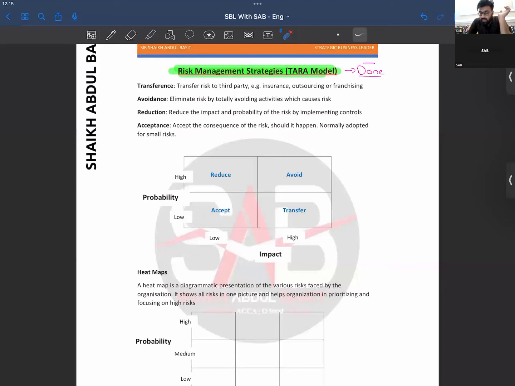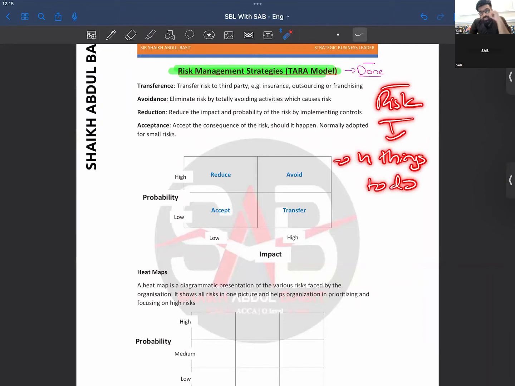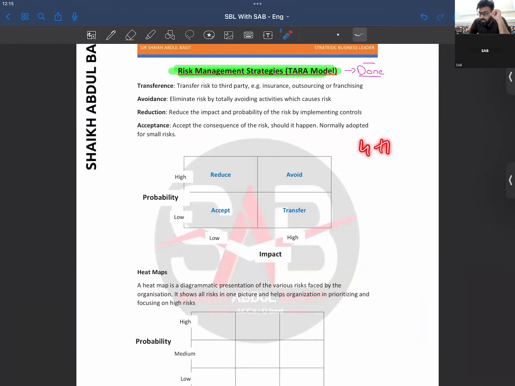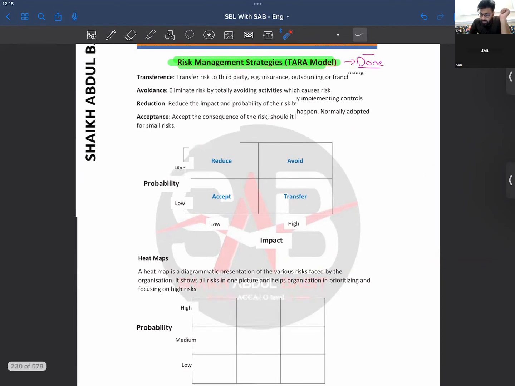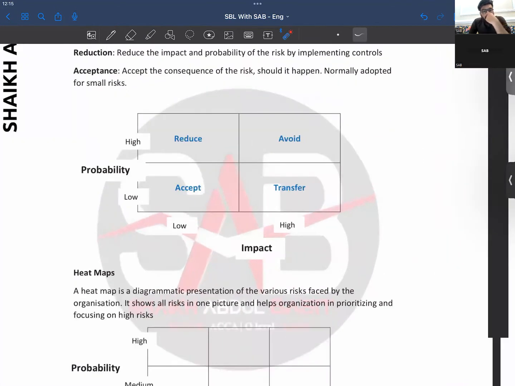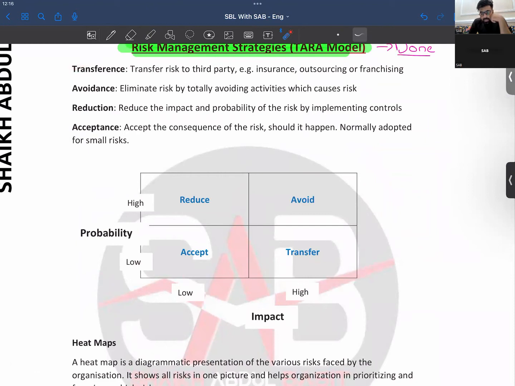These are just strategies: if you face a risk, you have four things to do. And what are these things? They say either you transfer that risk, avoid it, reduce it, or accept it.